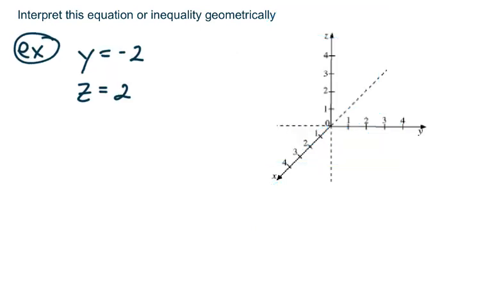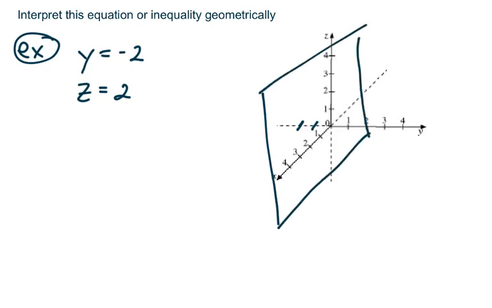Our next example is y equals -2, z equals 2. Y equals -2 would be vertical. We would sketch back 2 on our y-axis, and we would have a plane that looks roughly like this. It's running through this point here. So that's my y equals -2.